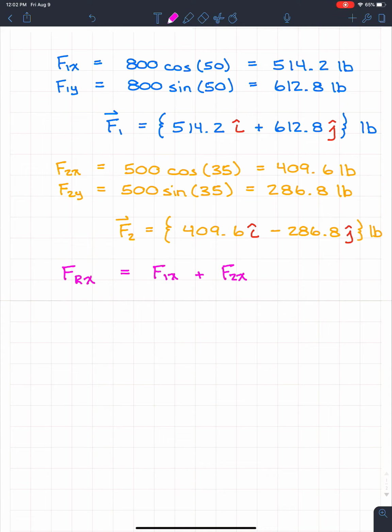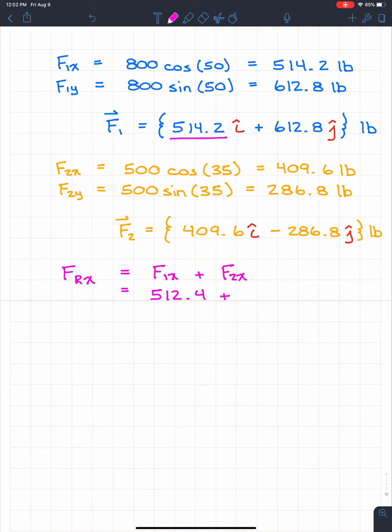If you were adding 3 vectors, it'd be plus F3x, 4 vectors, F4x. So it's really simple. You just take all the components of the vectors you want to add and literally add them together. So in this case, our F1x is going to be the 512.4.